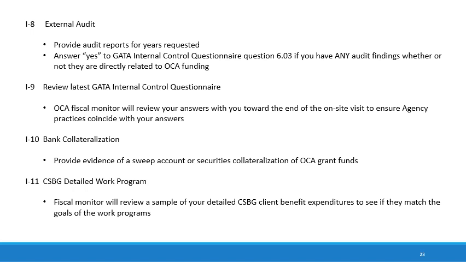We also pull your GATA Internal Questionnaire from the most recent year and compare your answers to the overall practices in your agency. If we see there's something that you've answered yes or no to that your practice is opposite of how you answered, then we'll discuss that with you. We also ask that you provide proof of bank collateralization, whether that be a sweep account or securities collateralization. And we are going to review your CSBG detailed work program and compare that to your client benefit expenditures to see if they match the goals of your work programs.